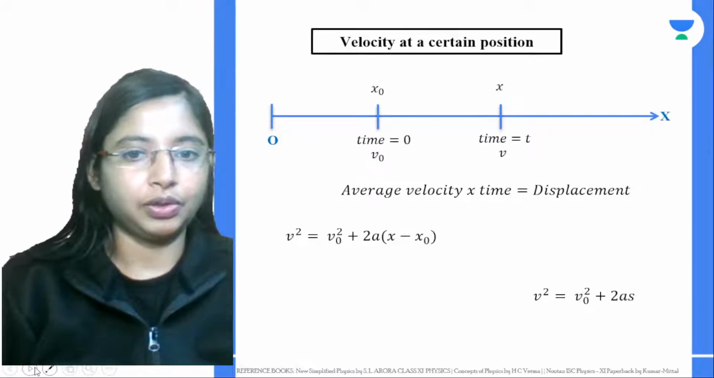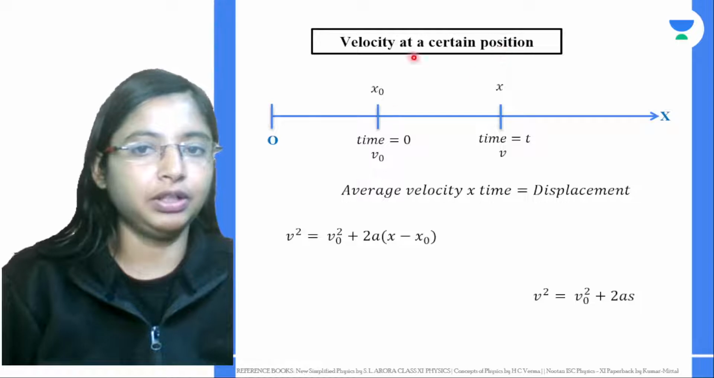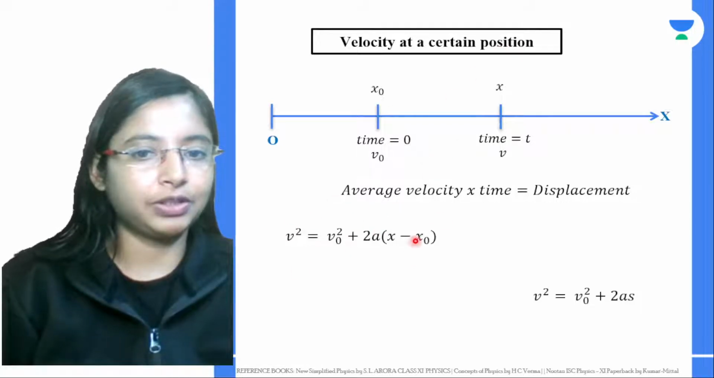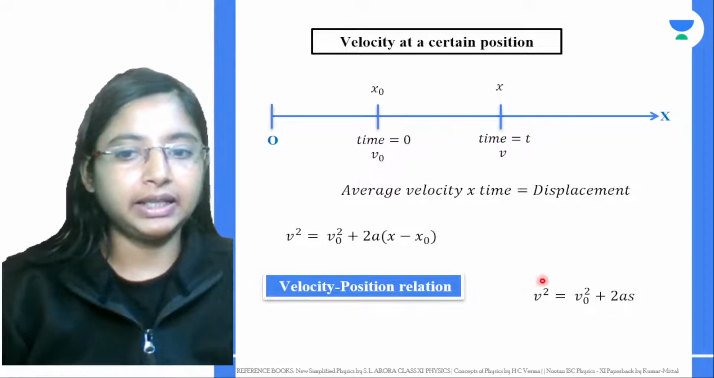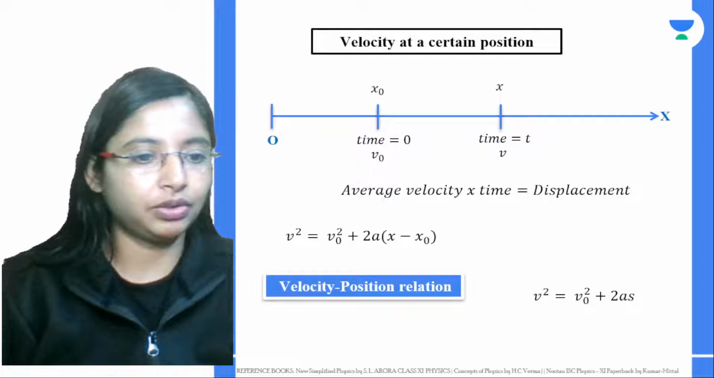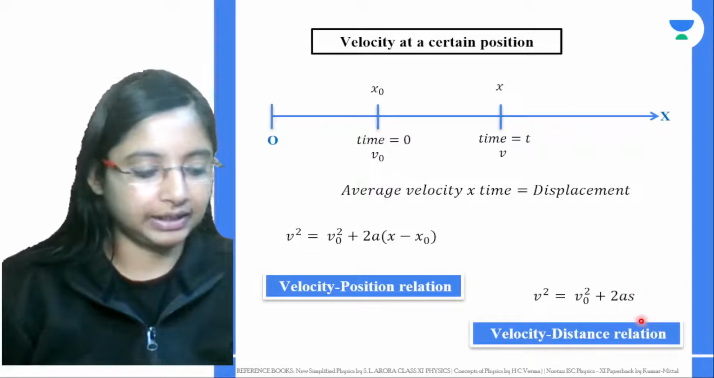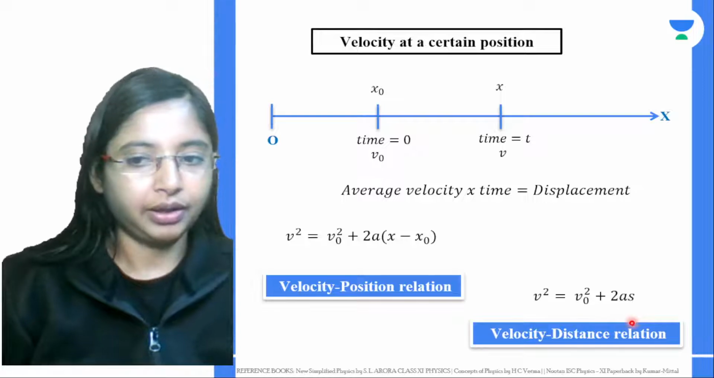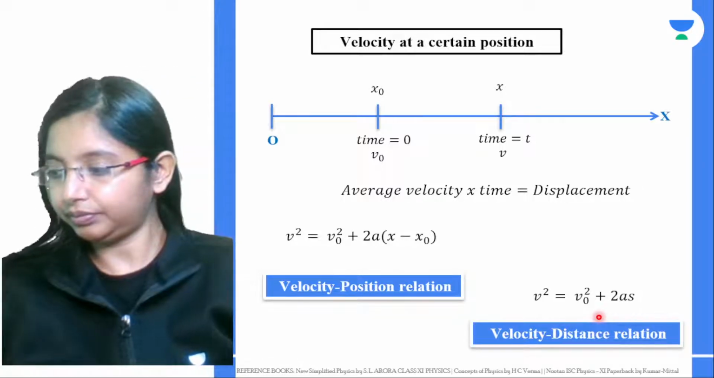So here we have derived two equations. One equation connects velocity with position, so it's called the velocity position relation. Another connects velocity with displacement, so it's called the velocity distance relation. If you have any doubt with this, you can ask me now.